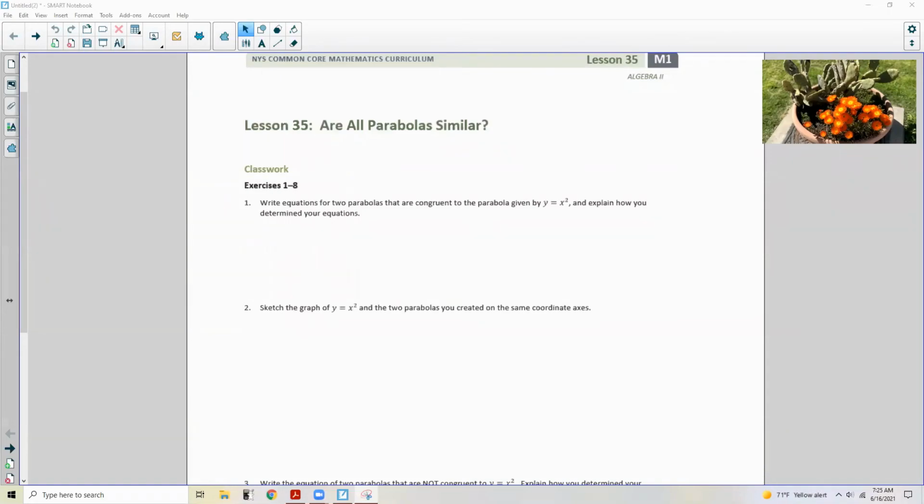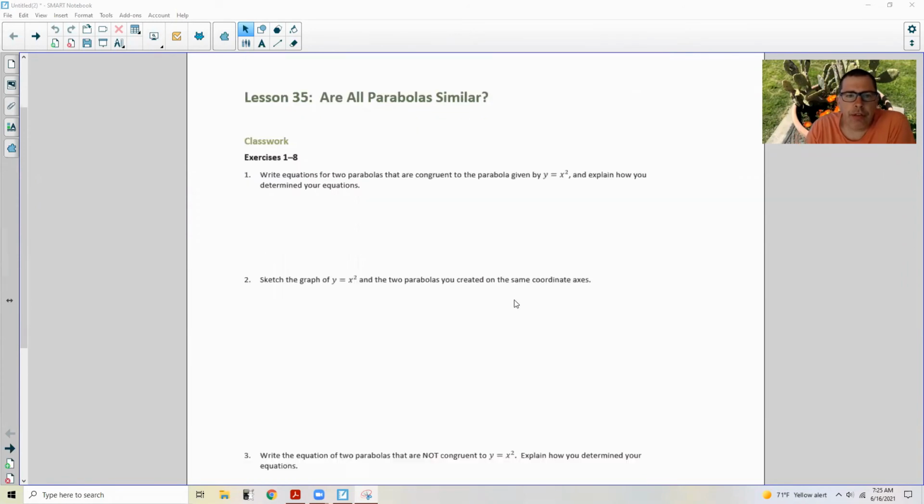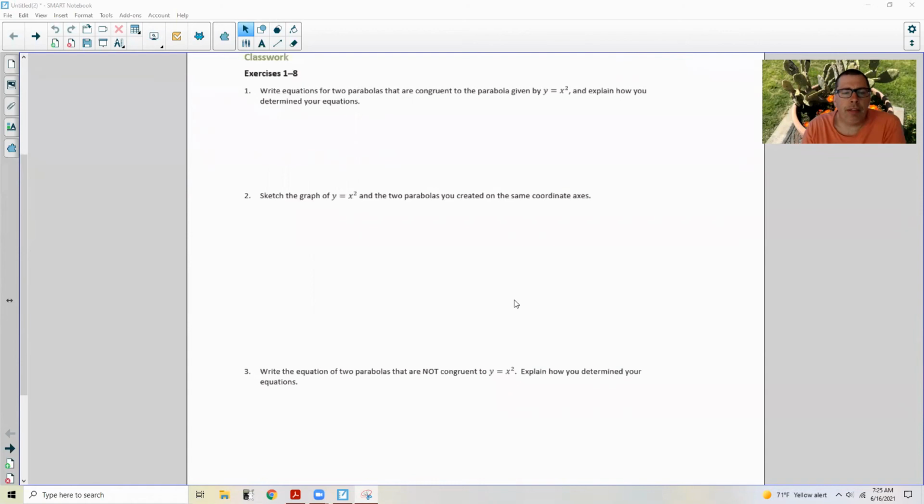Okay, lesson 35. Are all parabolas similar? Okay, exercises 1 through 8. See if you can do these on your own. Pause the video, come back and see how you did.